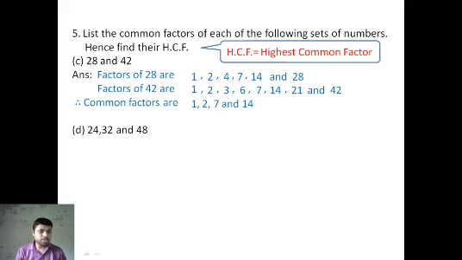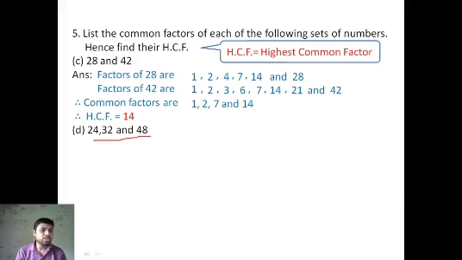Okay, so among these, which is largest or highest? This is 14. So HCF will be 14. Is it clear, my dear students? So easy. First find the factors, then find the common factors, then among the common factors find which is highest. Okay, come to the next.